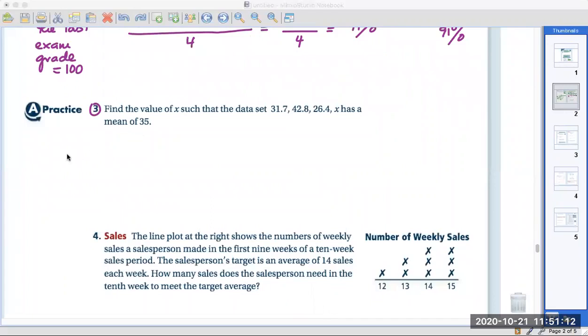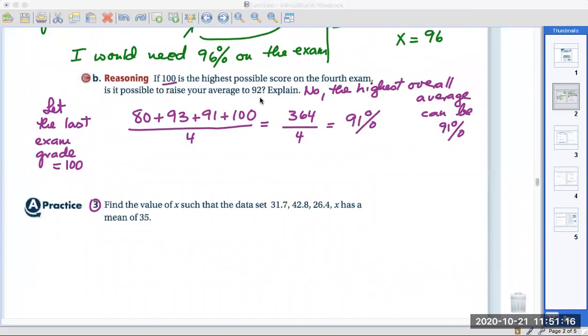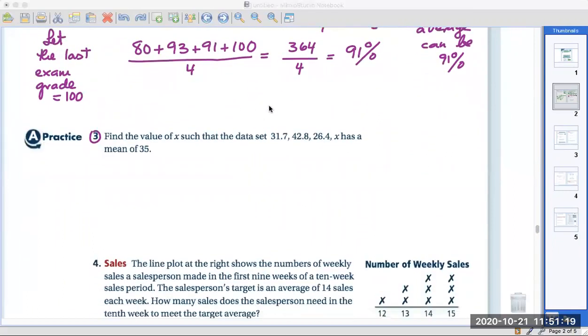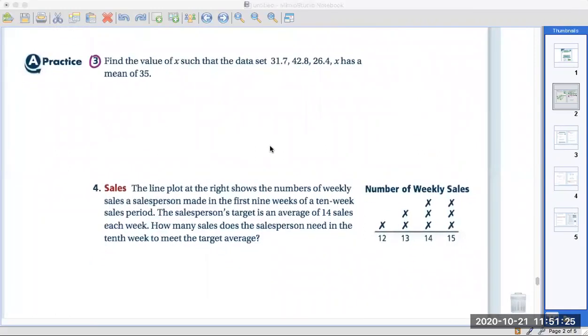So this one does not have a meaning, like here we had grades and you attached some kind of real life scenario to the numbers. Here they're just giving us numbers. So sometimes that happens. It says find the value of X such that the data set, we got 3 numbers, and when you add those 3 plus the X, you get an average of 35. So what number would X have to be to have an overall average of 35?